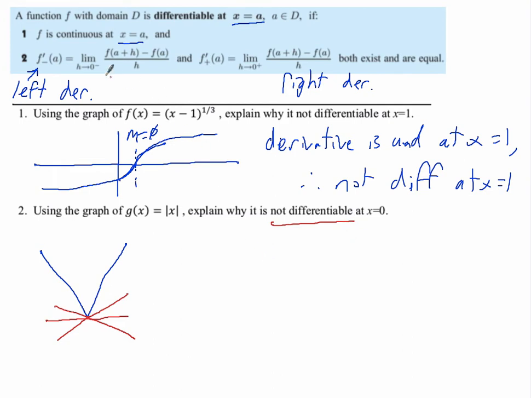As a matter of fact, if you find a derivative from the left and a derivative from the right, they are not equal to each other. One's going to give you the slope of this line, and one's going to give you the slope of this line. So it's going to be -1 and 1, so they're not equal to each other. Therefore, it's not differentiable at that point.